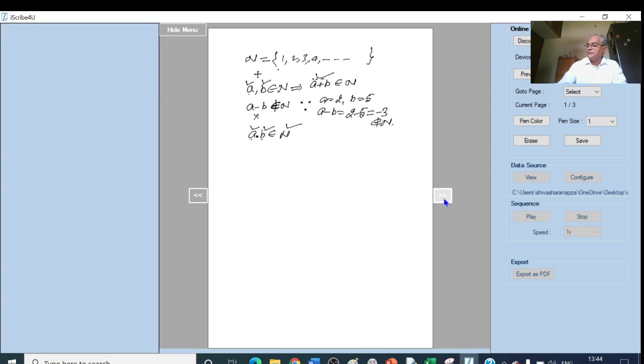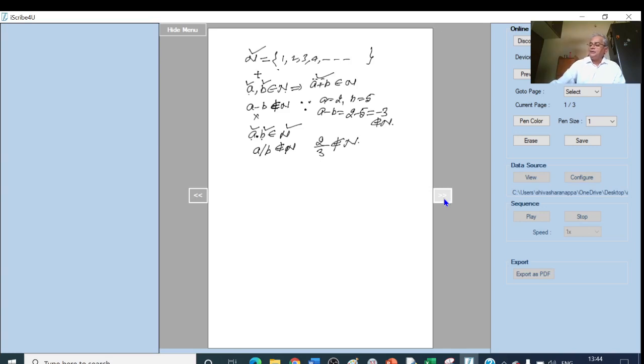What about the division? Division is not a binary operation. That is, here A divided by B need not be an element of N. So here we again take 2, which belongs to N, and 3, which also belongs to N, but 2 by 3 is not an element of N. So with respect to the set N, the operation plus is a binary operation on the set N.